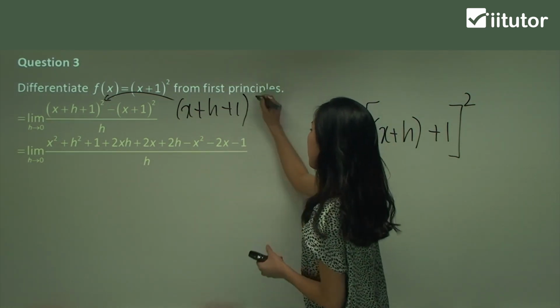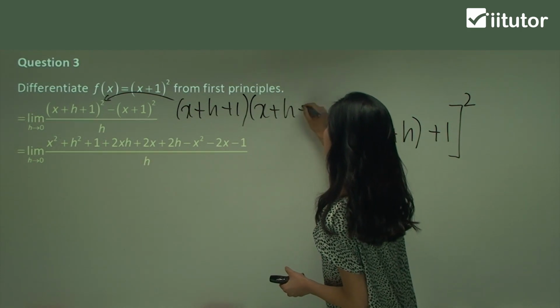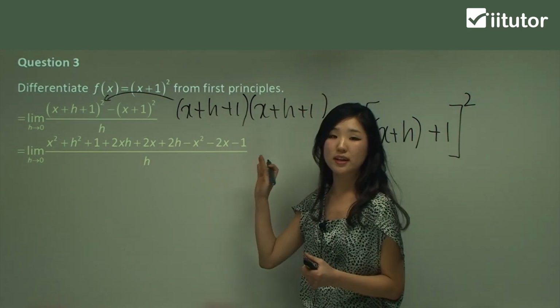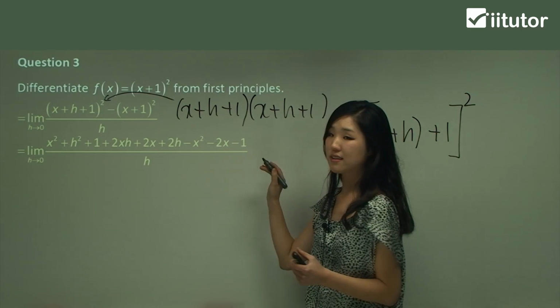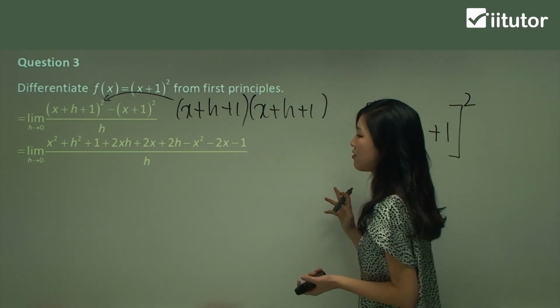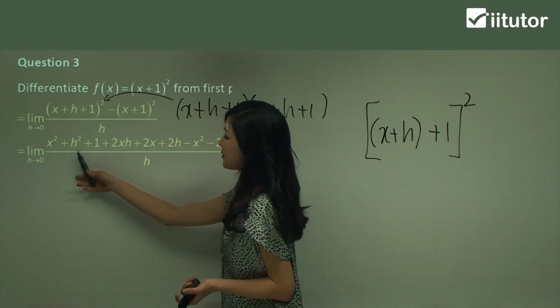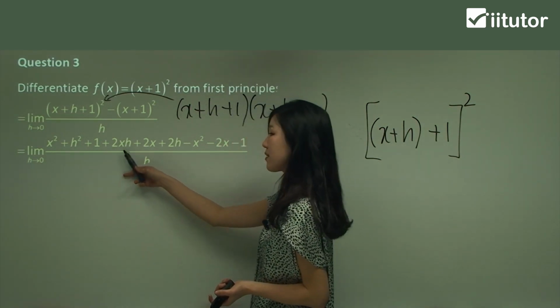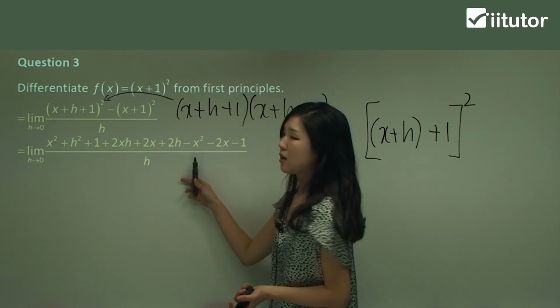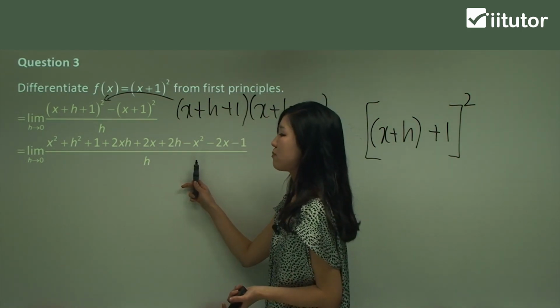And then times x plus h plus 1, and you may like to do one at a time following this. Okay, just try one at a time. It's a big expansion, so you've got to be extra careful. Once you've done that, you should get x squared plus h squared plus 1 plus 2xh plus 2x plus 2h. It's a long expansion, just be really careful.